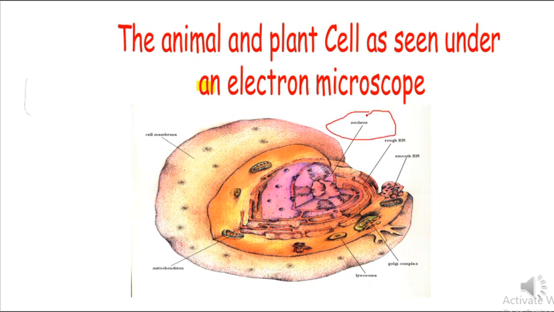For example, the nucleus, rough endoplasmic reticulum, cell membrane, mitochondrion here, the lysosomes, the Golgi apparatus. Those are some of the cell organelles which are seen under an electron microscope, simply because it has more magnification power than a light microscope. And as you can see here, this is an animal cell, simply because it only has the cell membrane.